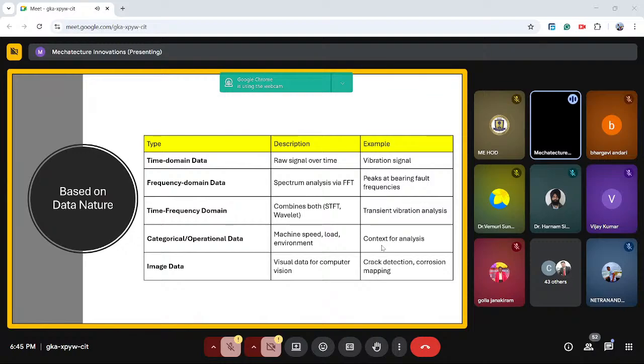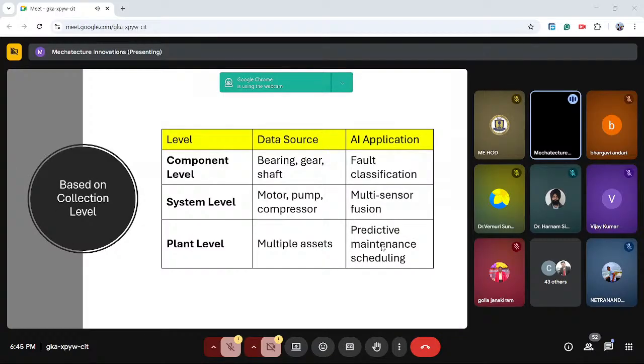And next is operational data, like what load it can take, what time it takes to run, so operational data, and finally image data. So based on the type of sensing, we saw the different kinds of sensing data. Based on the nature, we are seeing what the natures are, and the last type of data is based on the collection level. Data may be collected at the component level, or at the system level, or at the plant level.